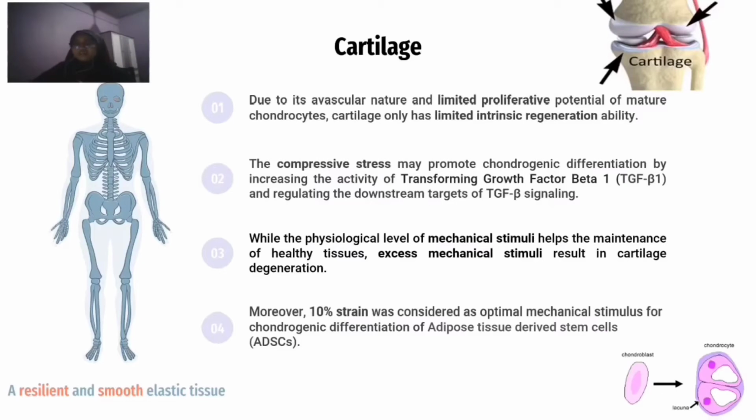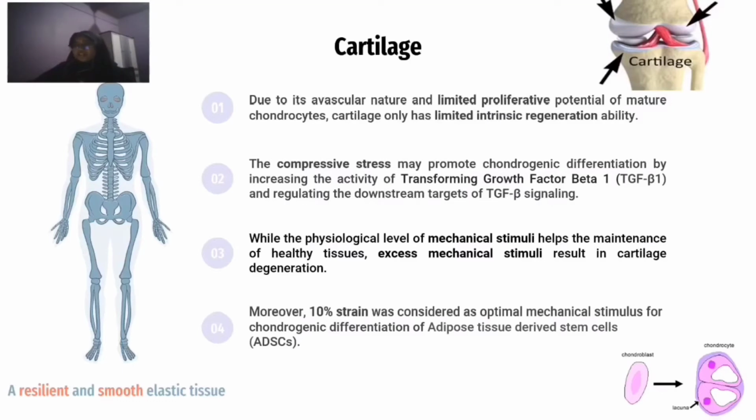intrinsic regeneration ability. A study by Pbl and his team in 2015 claims that mechanical stimuli have been shown to affect the gradient of nutrients, ion, pH, cell deformation, bioactivity, and synthesis of extracellular matrix components or growth factors. Compressive stress can promote chondrogenic differentiation by increasing the activity of transforming growth factor beta-1 and regulating the downstream target of transforming growth factor beta signaling.